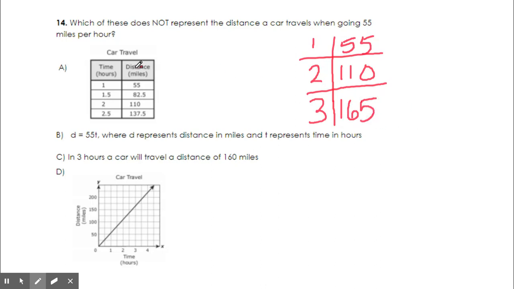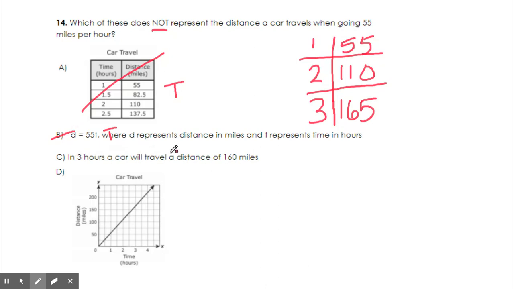All right. In the first one here, the table, 1 hour, 55, that's what we have. They don't have, they do a 1.5, but we're going to go to the 2, 110, which is what we have. So this one looks good. This one does represent, we're looking for the one that does not. So this one's good, that's true. We're looking for the false. For B, it's the distance equals 55 times the time. Well, 55 times 1 is 55. 55 times 2 is 110. 55 times 3 is 165. This is a true statement also, so this is true. So I know that B is not going to be my answer.